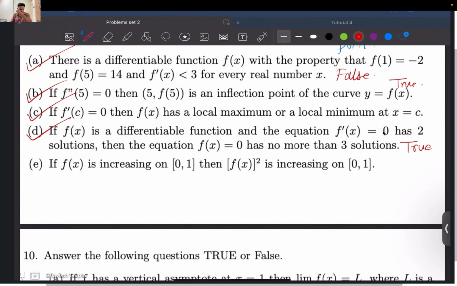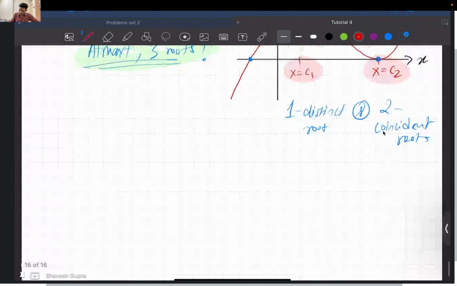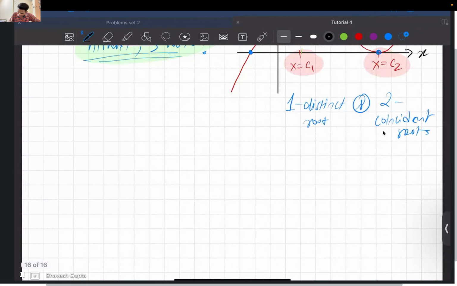Okay. Then the next part of the question is, if a function is increasing on the given closed interval 0 to 1, then the square of the function is increasing on 0 to 1. Is this true? I don't know. Let's check it out. The way we can check is, let's say this was given to me: f dash of x is greater than 0 for all x belonging to 0 to 1. So that's what an increasing function is.